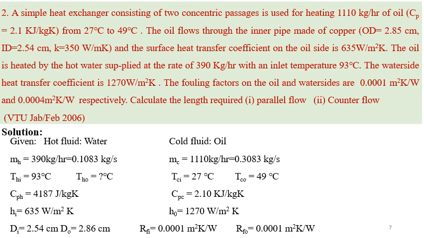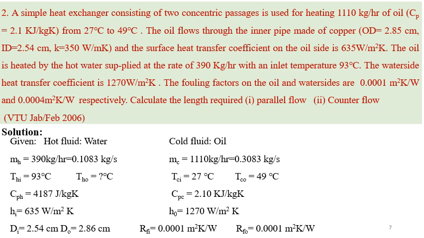If it is not given, it is known, you can write it. And THI is 93 degrees centigrade inlet temperature, but the outlet temperature is not given, so we have to find it. And the cold fluid is oil, and its mass flow rate is given, and its inlet and exit temperatures are also given, TCI as well as TC naught, and the specific heat of oil is given. If I am right, yes, exactly, it is given 2.1 kilojoule per kg Kelvin.